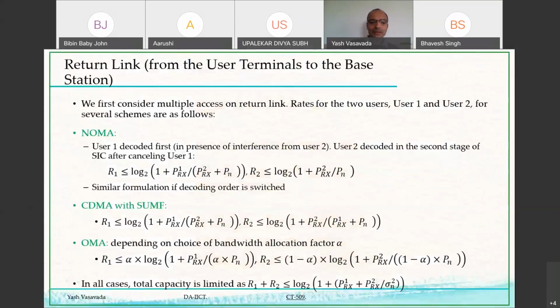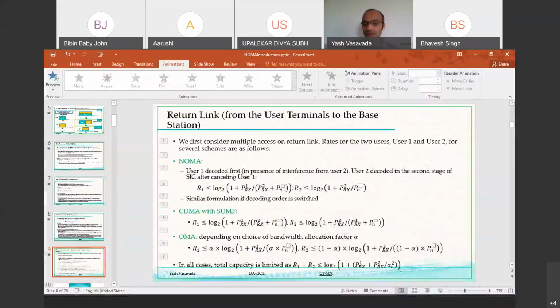By the way, the important part is that the overall system capacity, which is R1 plus R2, is obviously going to be limited by this log function, where the total signal power is PRX1 plus PRX2, and the noise power is Pn. Sorry, I used the wrong notation. The sigma n squared should be Pn. They'll make the change right away.